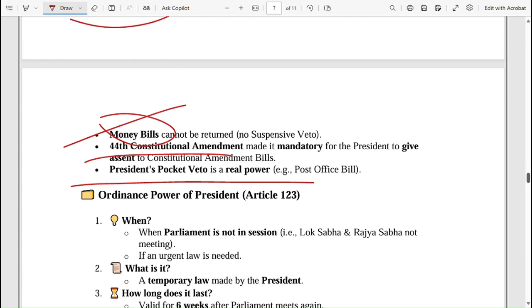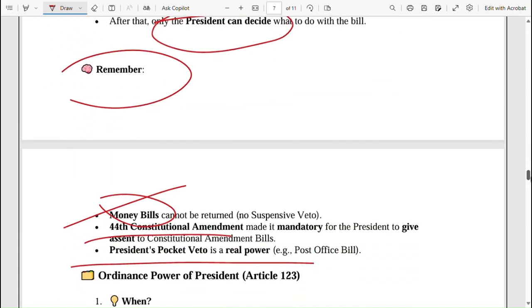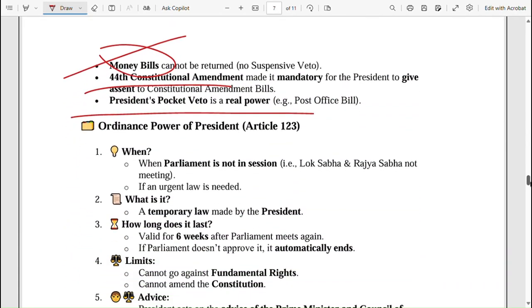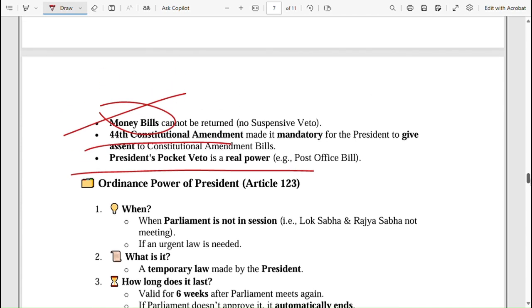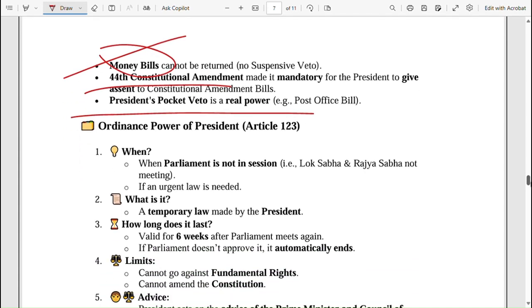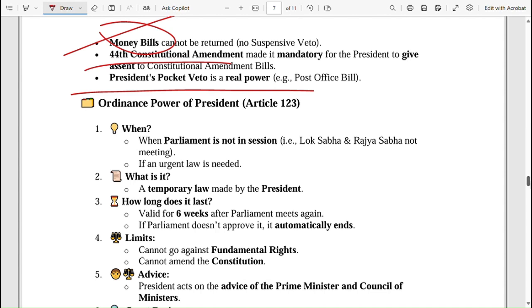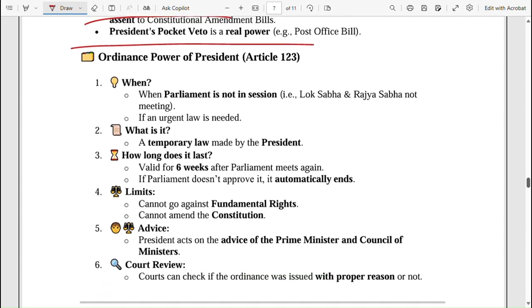Then the president's pocket veto. This pocket veto is a real power actually. If he is confused, he can withhold it, right? So he can keep it in his pocket. For that reason it's called pocket veto. So if the president is confused whether to say yes or no, he can withhold it. He will not decide anything. So the president's pocket veto is a real power.